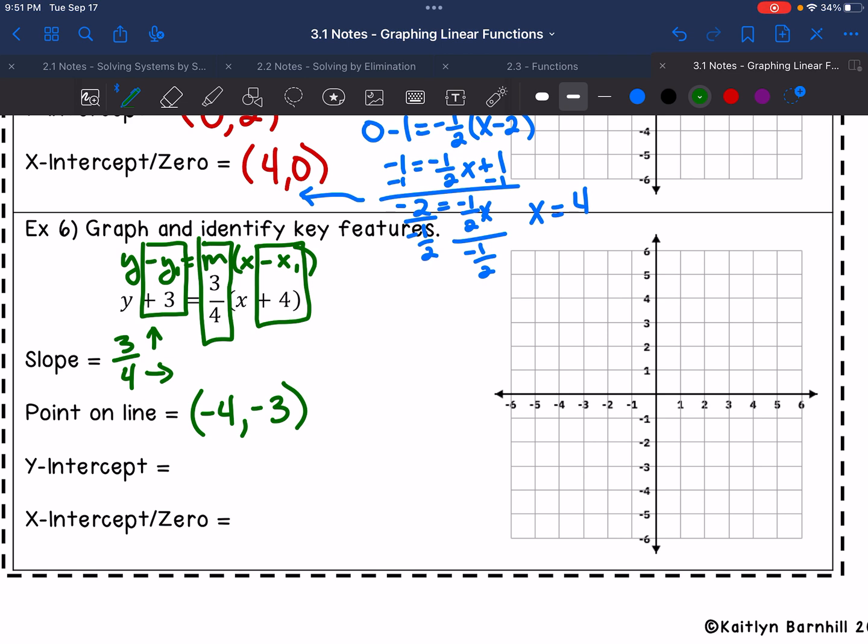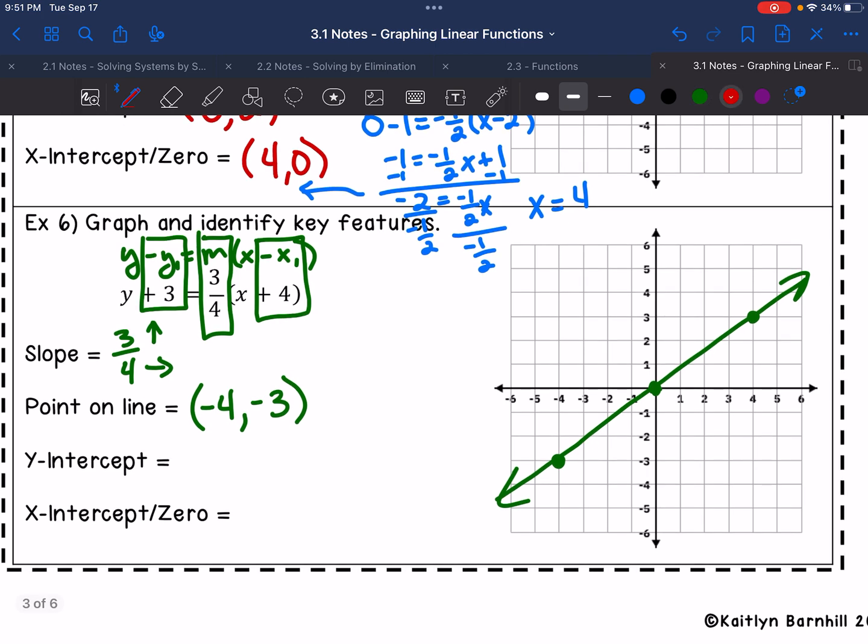Using that point, when I go to -4, -3, that's here. And then from there I can go up 3, right 4 for my slope. This time all I can do is 3 points. So I draw my line with arrows on each end to show that it keeps going. Looking at this, we can see that both our y-intercept and our x-intercept are at the same spot. They are both 0, 0.